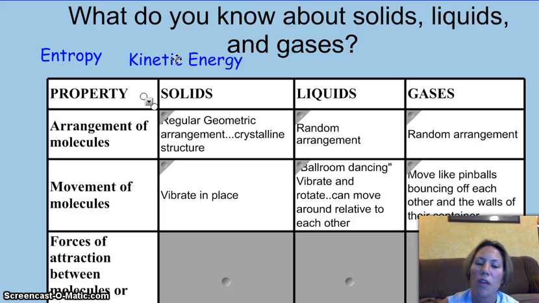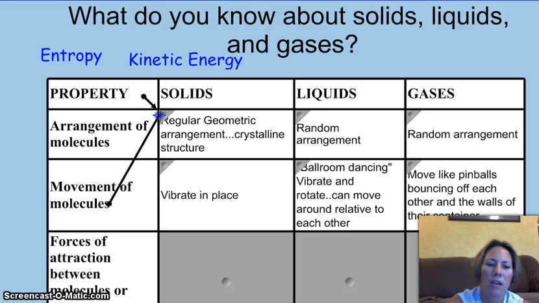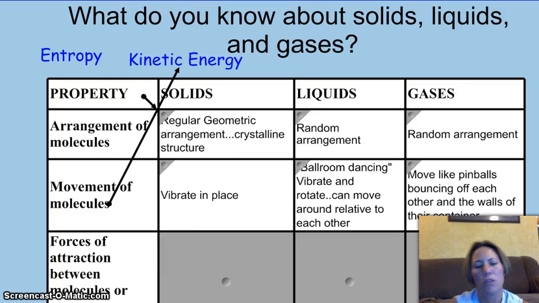We refer to the energy of motion as kinetic energy. So when we talk about the movement of molecules, what we're really talking about here is this kinetic energy. And I'm just going to draw an arrow here to kinetic energy, okay? Because the movement of molecules is really describing the kinetic energy of the molecules, okay?